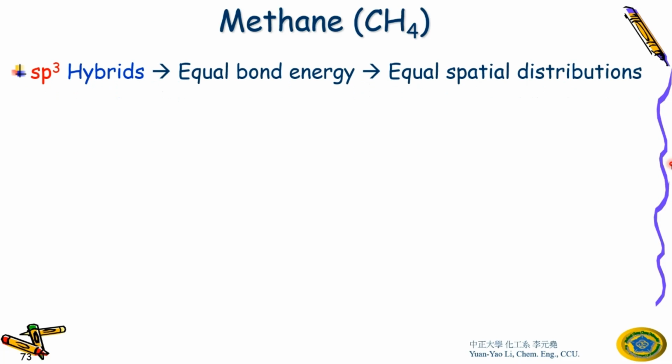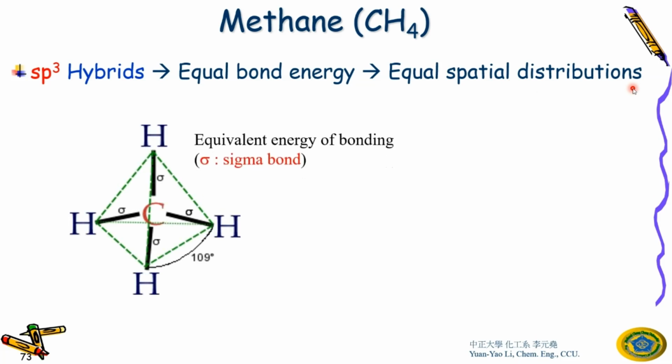So, methane CH4 is a kind of sp3 hybrid with equal bond energy. You have to make it become equal bond energy, and then make it equally spatially distributed in space, right? So this is equal spatial distribution in space, okay? And this bond we call a sigma bond, and for this sigma bond the energy is equal, the length is equal.